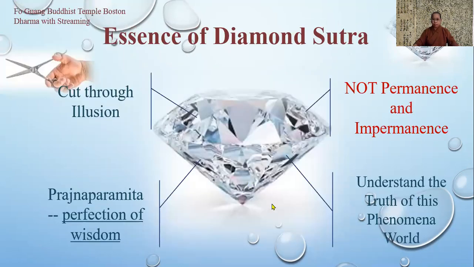So in here, remember these few important points. These are the key points, the important teachings in the Diamond Sutra. First, cut off illusion. Cut off the illusion, the illusory understanding in our mind. Second, this sutra talks about the prajna paramita, the perfection of wisdom.